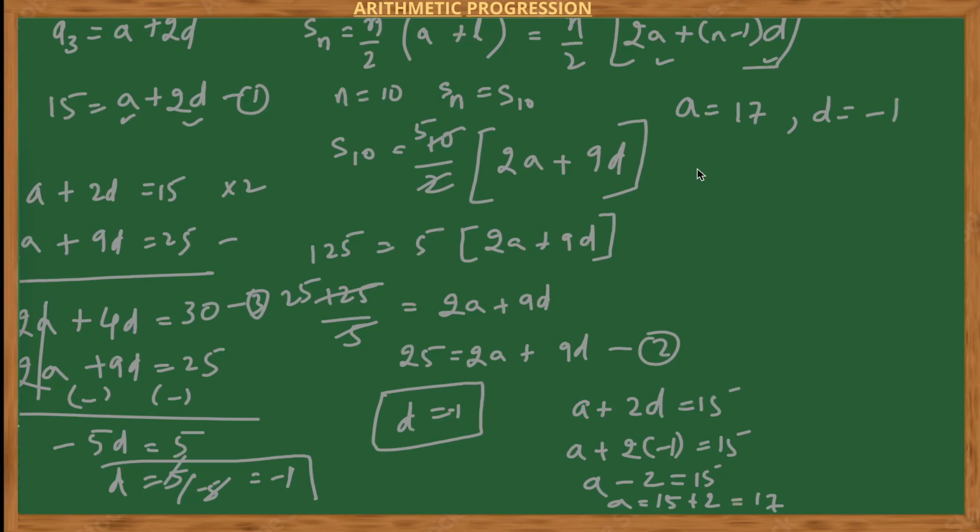The next part is we need to find a10. From the arithmetic progression we know a10 is represented as a plus n minus 1 into d. So 10 minus 1 is 9 into d. Do we have a? Yes, we found a, which is 17, plus 9. Do we have d? Yes, we have d. So 17 plus 9 into minus 1 becomes minus, 9 ones are 9.